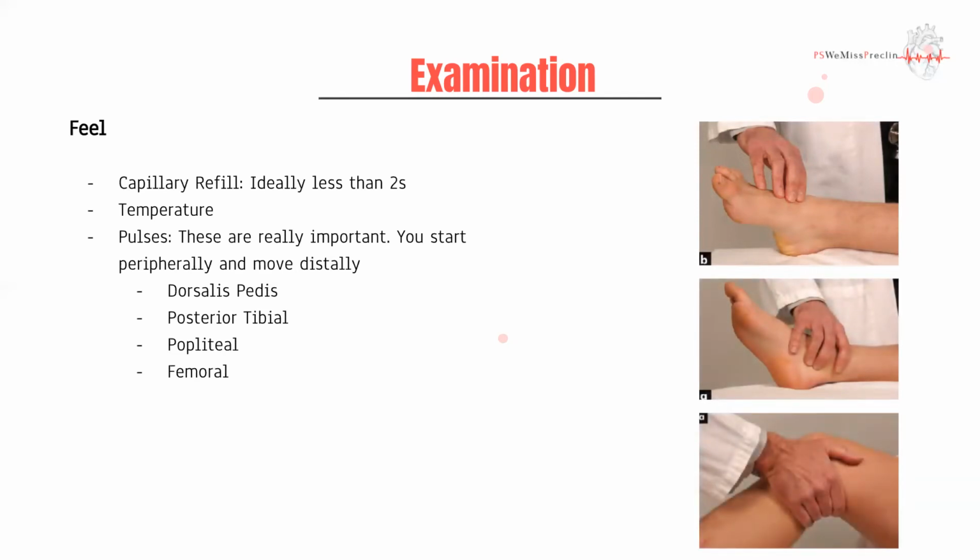A common question is, do I need to do all the pulses, or is one just enough? Usually, if you have a good dorsalis pedis pulse, it would almost indicate that you definitely have normal posterior tibial as well as popliteal and femoral flow, because it's quite impossible to have one without the other. But obviously the inverse is not true, right? So if you have a good femoral flow, you can still have a compromised dorsalis pedis.